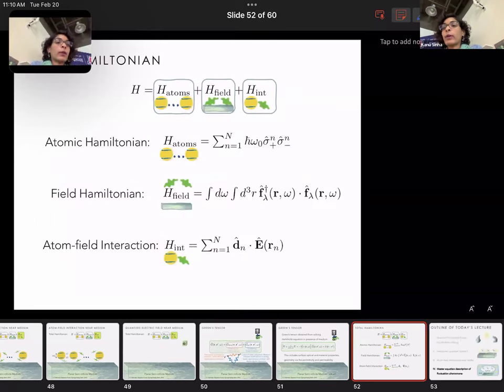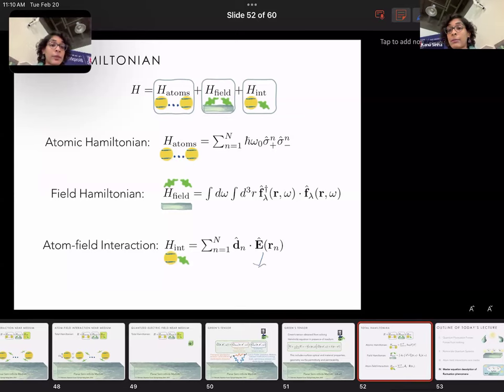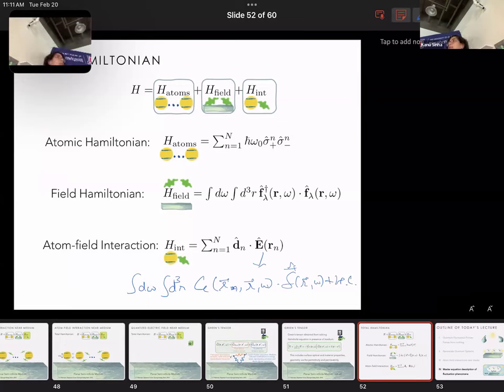Having said that, we are now all set with the corresponding total Hamiltonian of our system, which is that we have the atoms, the field, and the atom-field interaction, wherein the electric field is described in terms of the Green's tensor and the new field operators. Okay. Any questions so far? Yes.